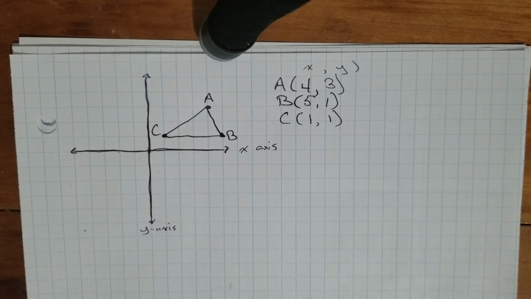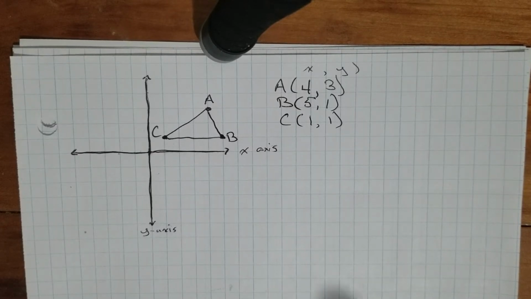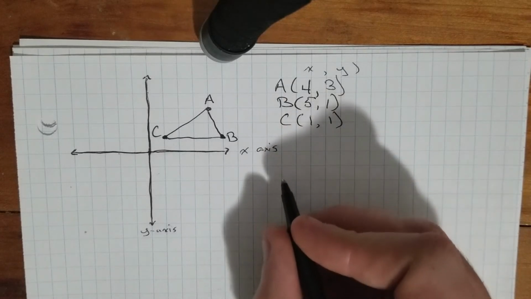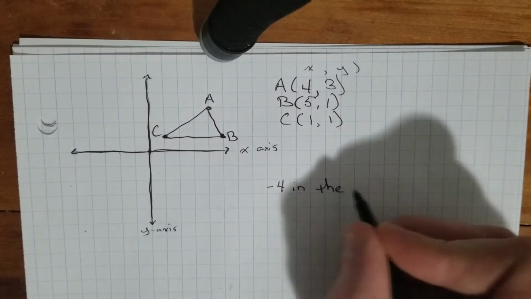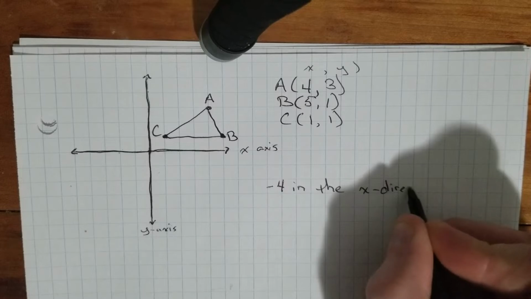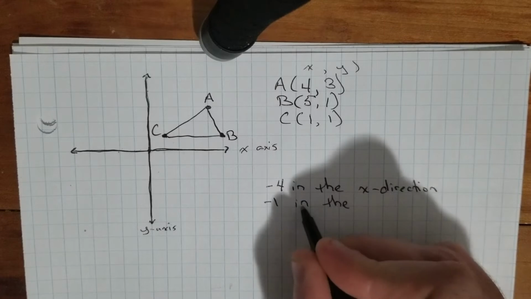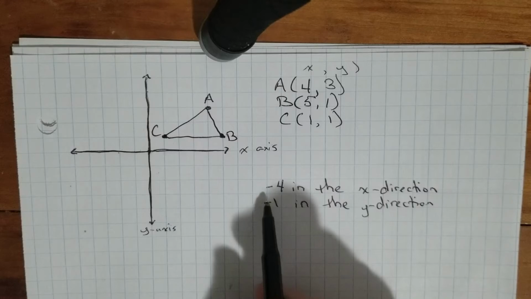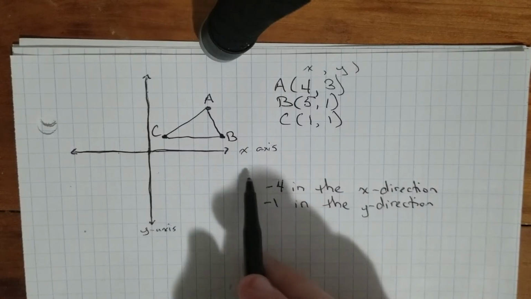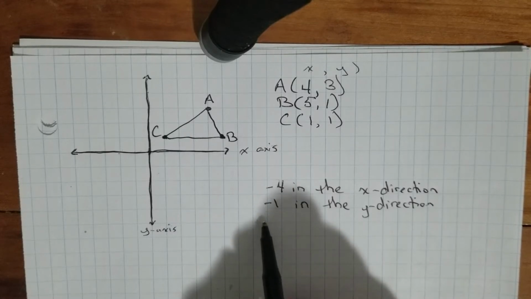So we're going to go through a translation here, and this time I'm going to give you the translation. I'm going to tell you what it's going to be, and we're going to figure out how to get there. So the translation that we're going to follow is going to be -4 in the x direction and a -1 in the y direction. So automatically when we see -4 in the x, I know that I'm moving left and not right. When I see -1 in the y, I know that I'm moving down and not up.